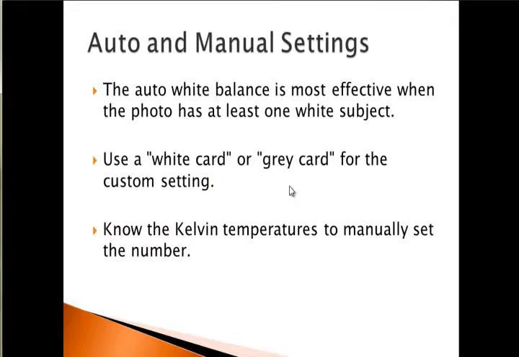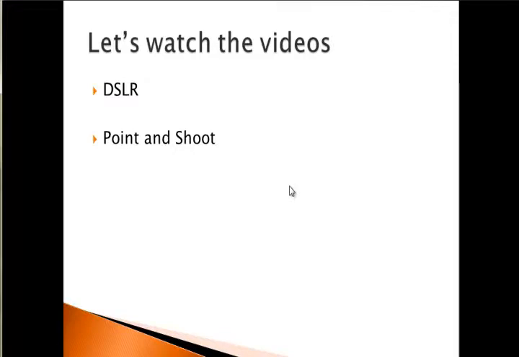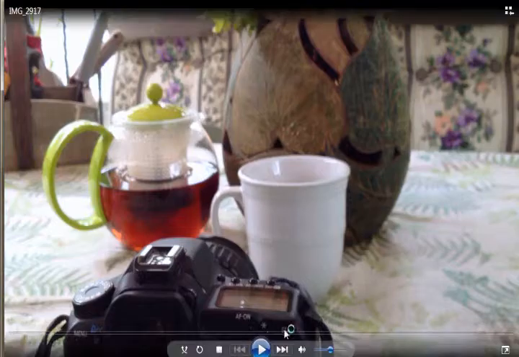So this covers those three special ones on your camera: the auto white balance, the custom settings, and the Kelvin temperatures. And we're going to watch some videos right now to teach you how to use those settings in your camera.